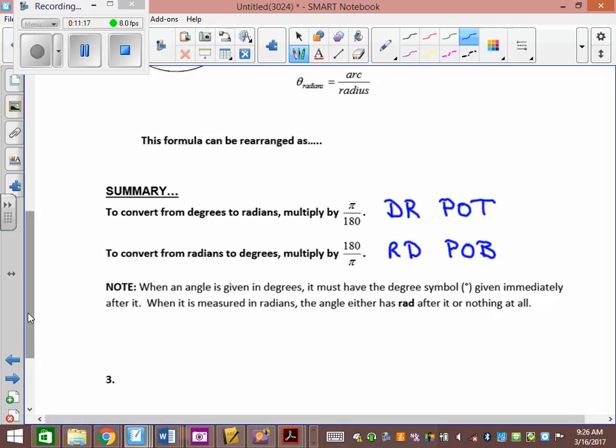When an angle is given in degrees, it must have the degree symbol, you guys. It has to have this degree symbol given immediately after it. When it's measured in radians, the angle either has rad after it or nothing at all. It can say rad, it can say radians, or it can say nothing. So when we had that 340 back there, I said it has to have that little degree symbol behind it, because if it didn't, we would assume it's radians. So you have to make sure that you use the degree symbol if it's degrees, because if you don't put a degree symbol, it's radians. And you'd be wrong then if you were supposed to give your answer in degrees, right?